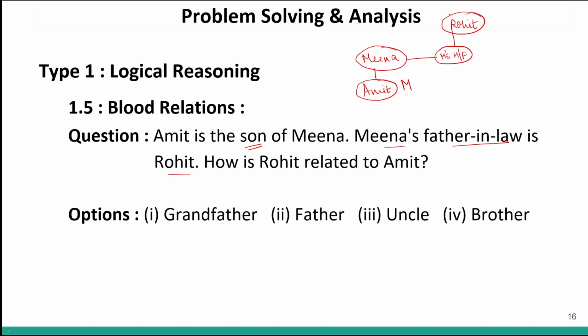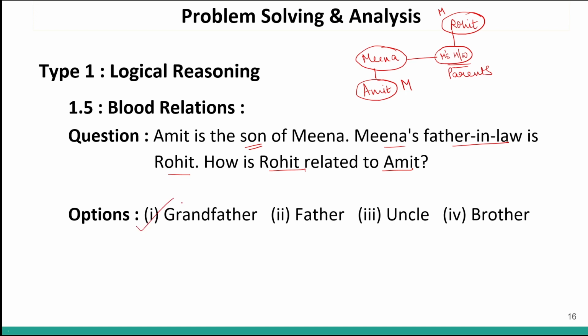Rohit will be male, because we know he is the father-in-law of Meena. We have to find how Rohit is related to Amit. So if you look at this chart, it could be either husband or wife. We don't know, right? Meena's husband or wife. In whatever case, the father of your parents, this is Amit's parent, right? It could be male or female, mother or father. Amit's parents' parent will be your grandfather. So Rohit will be Amit's grandfather.